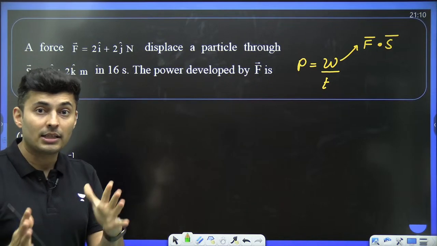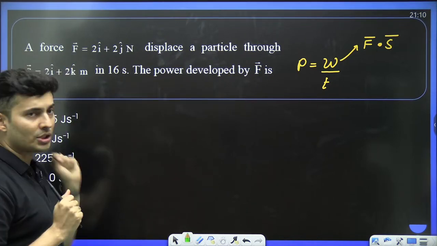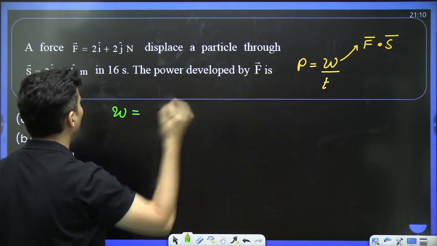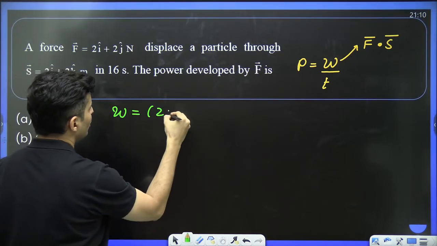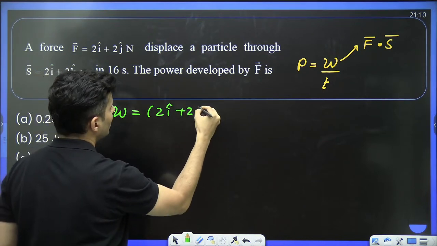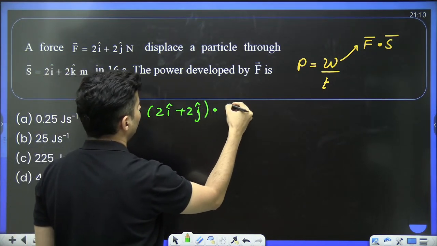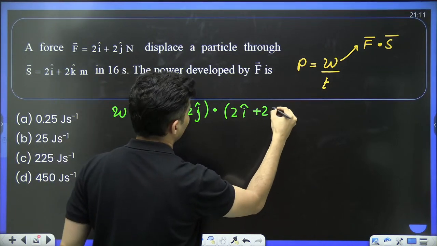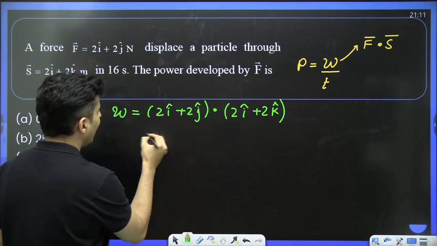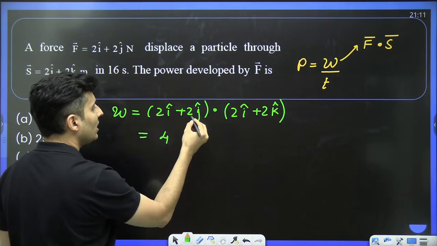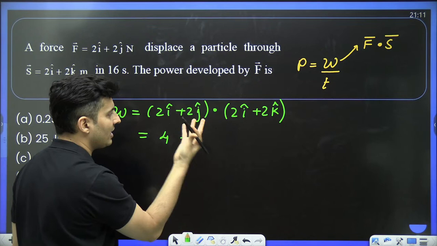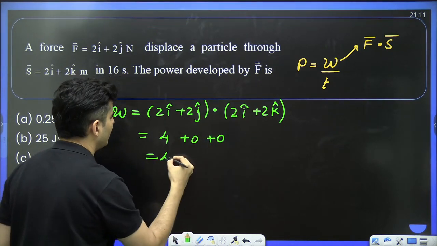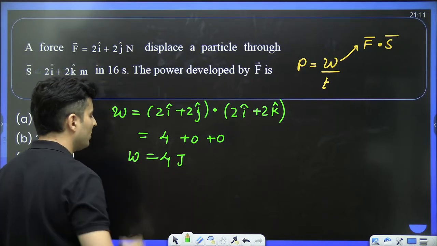First find work, then find power. That's what the question says. Find the power, so first find work. Work is force dot displacement. So basically it is 2 I cap plus 2 J cap dot product with the displacement, which is 2 I cap plus 2 K cap. I goes with I, so 4. J has nothing to go with, single life. K has nobody to go with, single life. So answer is basically 4 joules.